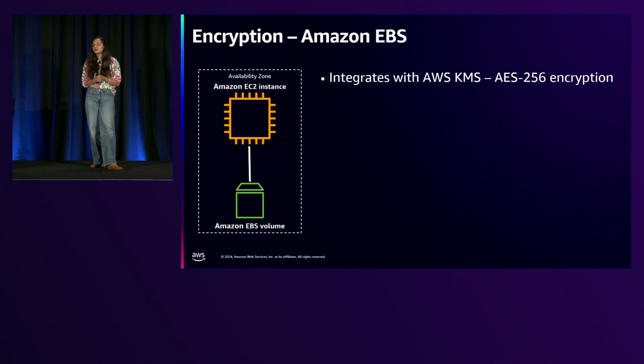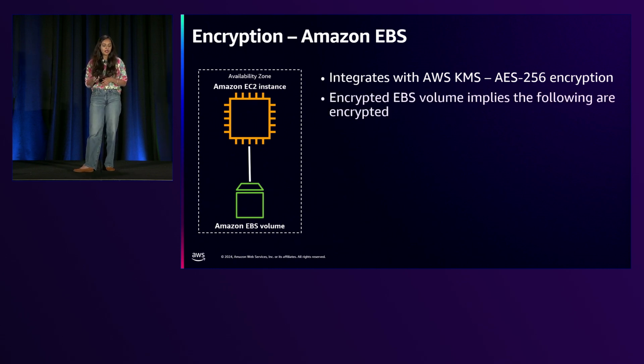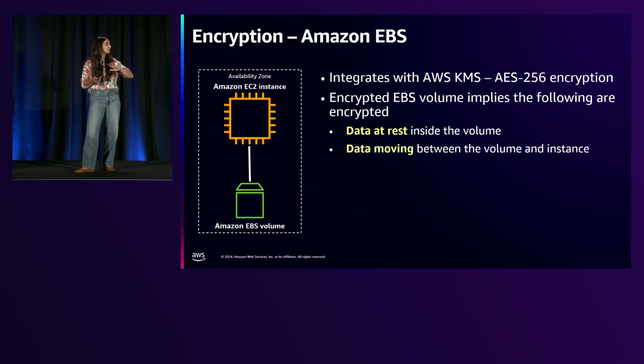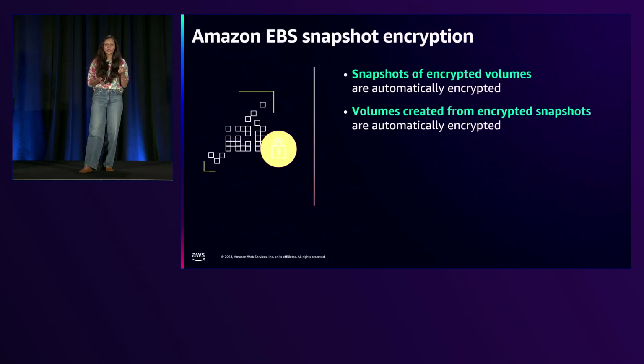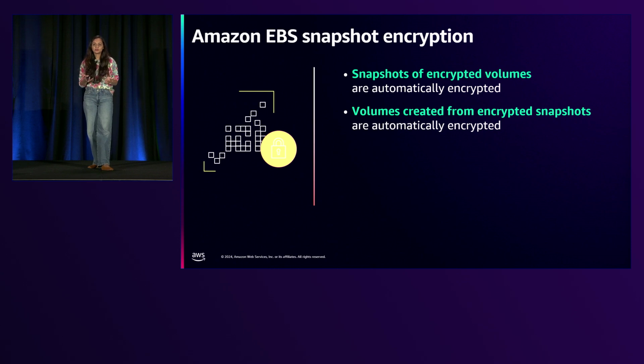The first feature that we're going to talk about is encryption. EBS offers encryption by integrating with KMS, or Key Management Service, and the type of encryption is AES-256. What do I mean by an encrypted EBS volume? It means that the data at rest inside the volume is encrypted, and the data that is moving between the volume and the instance is also encrypted. When it comes to snapshots, if you have an encrypted volume and you create a snapshot, that snapshot is going to be encrypted. Now let's say you use that snapshot to create another volume, that volume is also going to be encrypted.